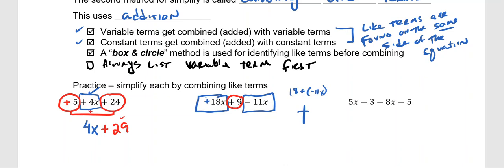And if I thought about just the coefficients, the numbers that are attached to the variable, I would have a positive 18 in my scoreboard. I would have a negative 11 in my scoreboard. I know the 18 would win. I'd subtract and I'd get 7x, okay?